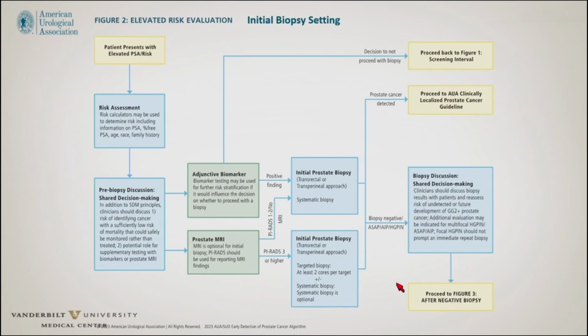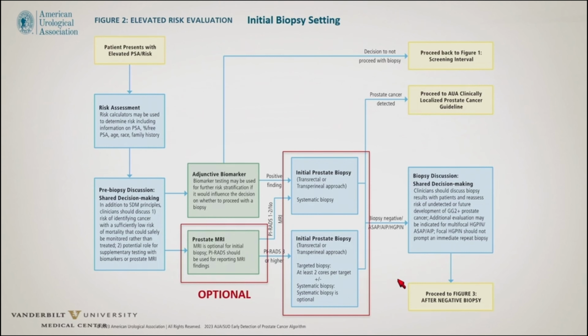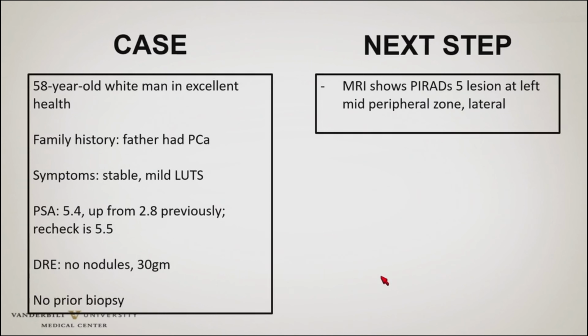And again, just to demonstrate that on the algorithm, in the initial biopsy setting, MRI is considered optional. If it's negative, we're doing the systematic biopsy. Sorry, this setup is not conducive to progressive lenses. In the initial setting, if it's negative, we're going to do the systematic biopsy, and if it's positive, we're going to do the target plus or minus systematic.